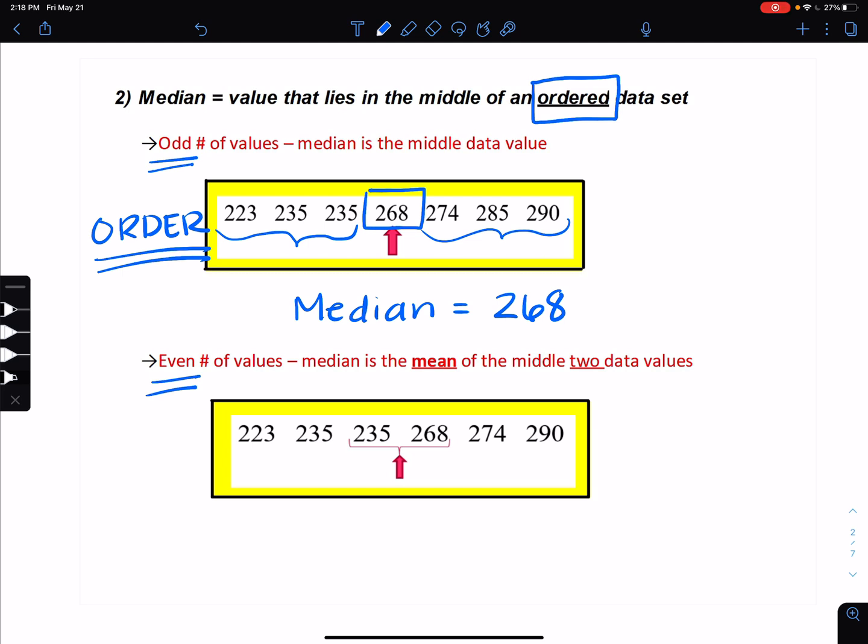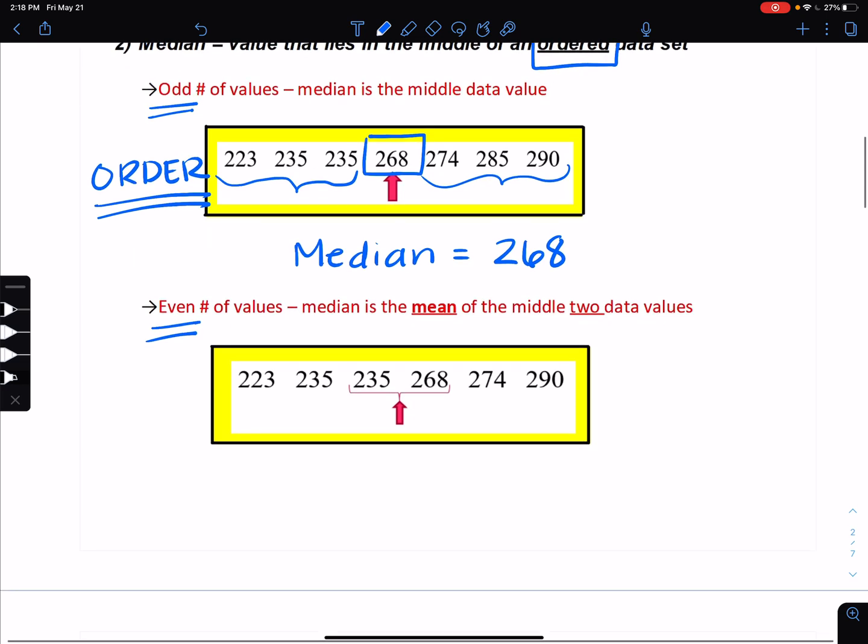Now, if we have an even number of values, this doesn't happen. Take a look at our second example here. If I try to pick just one number that's by itself, I can't have balance. Like if I think it's 235, well, there's 2 values below and 3 values above. That's not balanced, right? Therefore, it can't be the median. If I think it's 268, then there's 3 values below and 2 values above. Again, that's not balanced, so it's not the median.